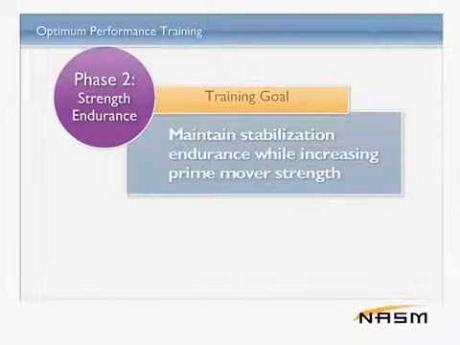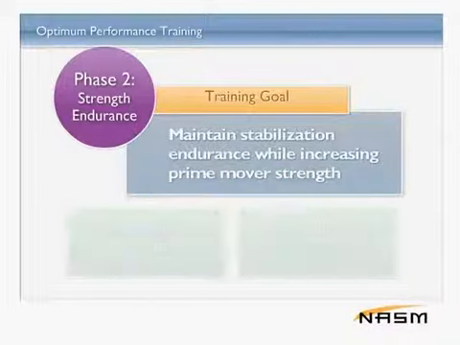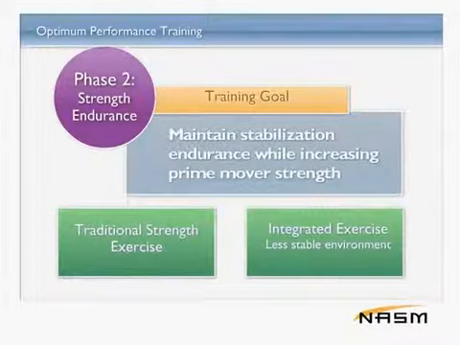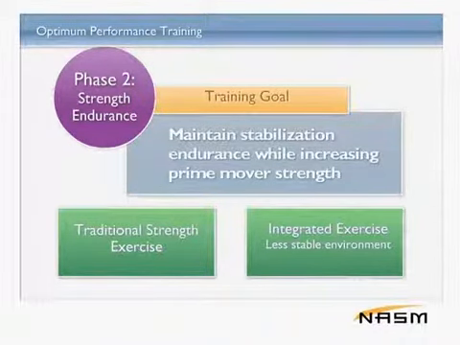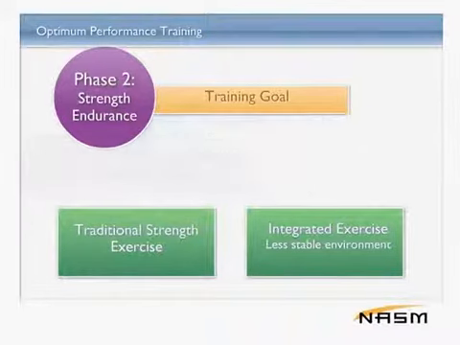These 2 adaptations are accomplished by performing 2 exercises in a superset sequence, or back-to-back without rest, with similar joint dynamics. One exercise is a more traditional strength exercise performed in a more stable environment, while the other is an integrated exercise performed in a less stable yet controllable environment.